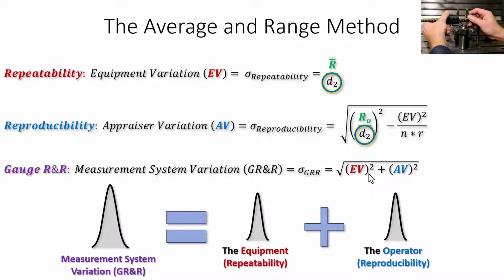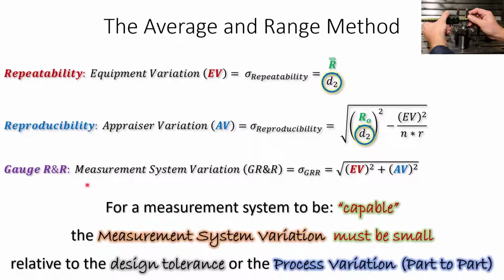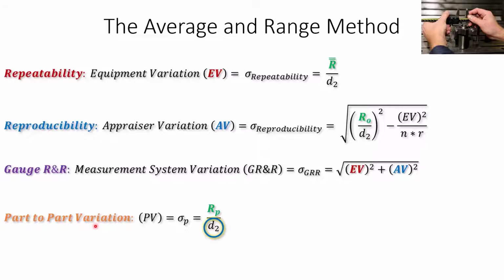Now, that's not enough. Remember, it's not enough just to calculate a Gauge R&R value and go, boop, we did it, we have a number, we executed the experiment, we're good. At the end of the day, for a measurement system to be capable, your Gauge R&R value should be small relative to your design tolerance or your process variation, okay? Now, next to the words process variation, I've added a new term here, part-to-part variation, because this is actually one of the calculations that we're going to make in our Gauge R&R, okay? We call it part-to-part variation.